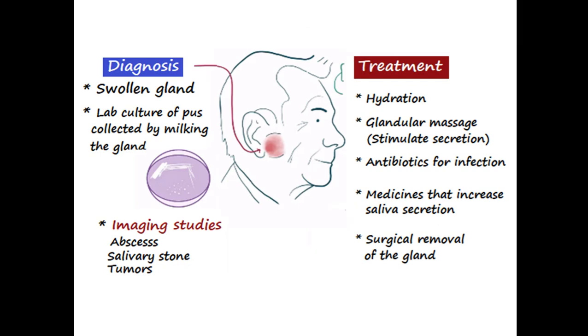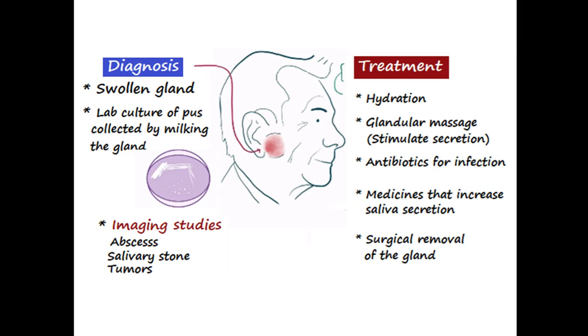which is particularly painful and which appears red and swollen due to inflammation. Now, how to diagnose sialadenitis and how to treat it? For the diagnosis of sialadenitis, clinically we can see, for example, that the parotid gland is swollen, and we can milk the gland to get the secretion contained in the gland, and we can examine it in the microbiology laboratory, and by making a culture of it find out the causative bacteria, which will facilitate the treatment.